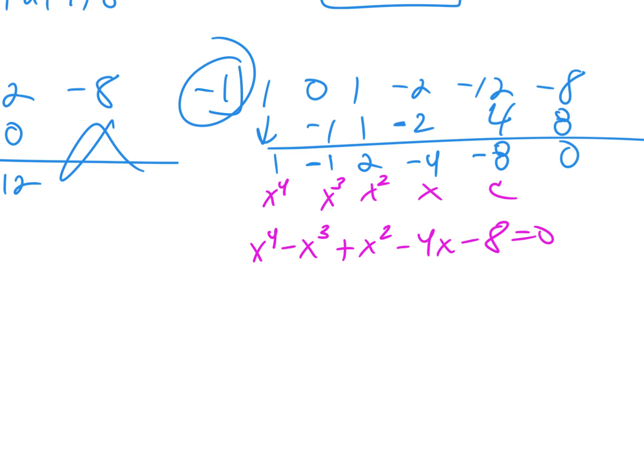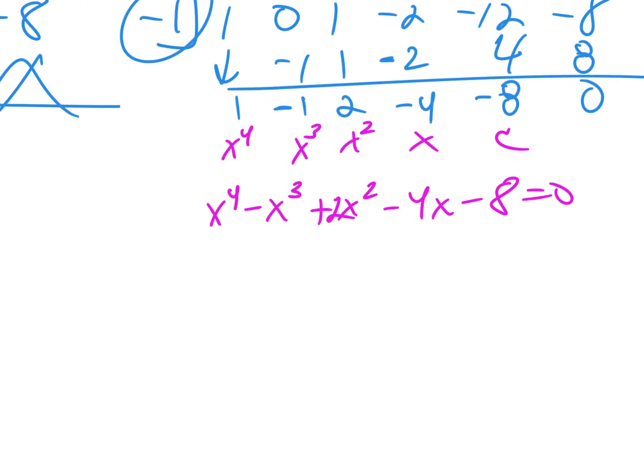Now, what happens here, guys? Can we factor this? Can we group it? Is there a GCF? Can I factor? Can I group? Can I take out a GCF? Anything like that? No. So what do you think we have to do again? We got to do P over Q again. In this case, it's again negative 8. So plus, minus 1, 2, 4, and 8.